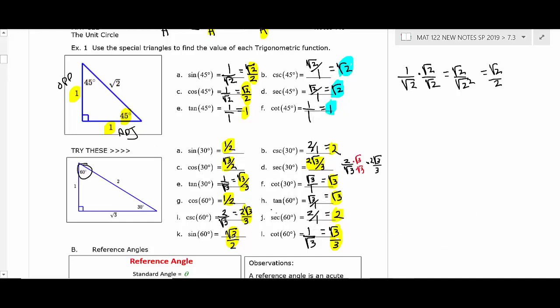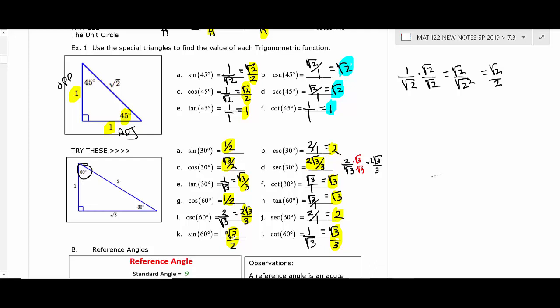Let's see, the secant of 60. The secant of 60 is hypotenuse over adjacent, so that's 2 over 1. Okay. Sine of 60 is opposite over hypotenuse. Opposite over hypotenuse is square root of 3 over 2. Cotangent of 60 is adjacent over opposite. So it's 1 over root 3, and then that rationalizes.